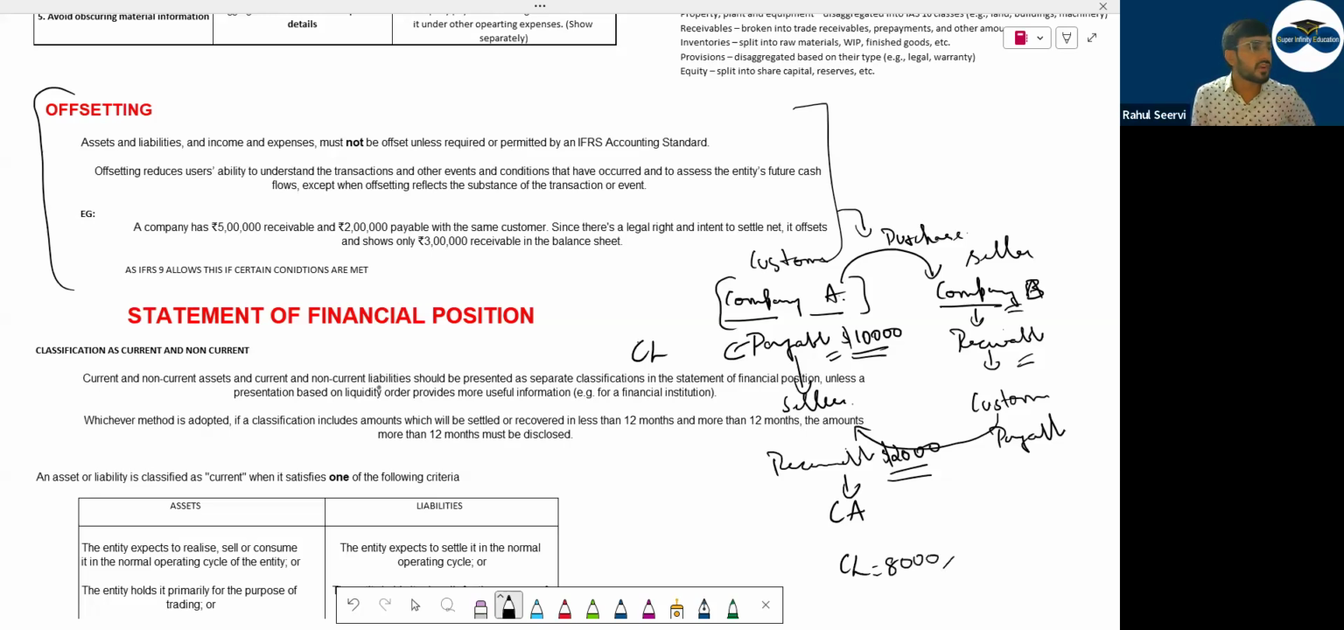You will say this only, no? Sir, why show payable separately and receivable separately? Why should we show them differently? We can aggregate and offset them together and record a single amount. Is this allowed by the standard?